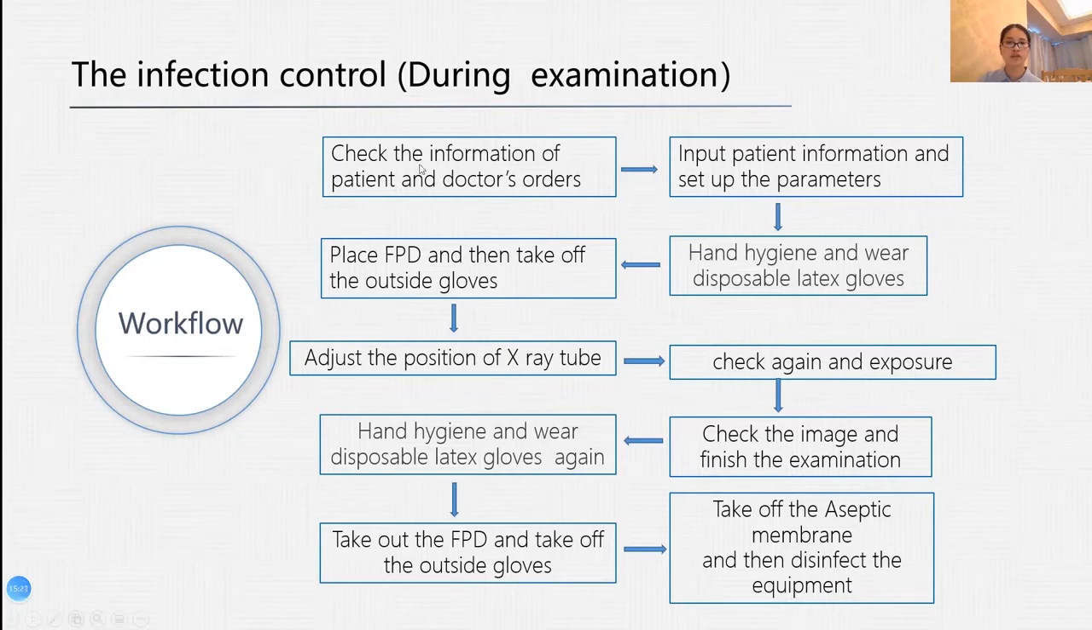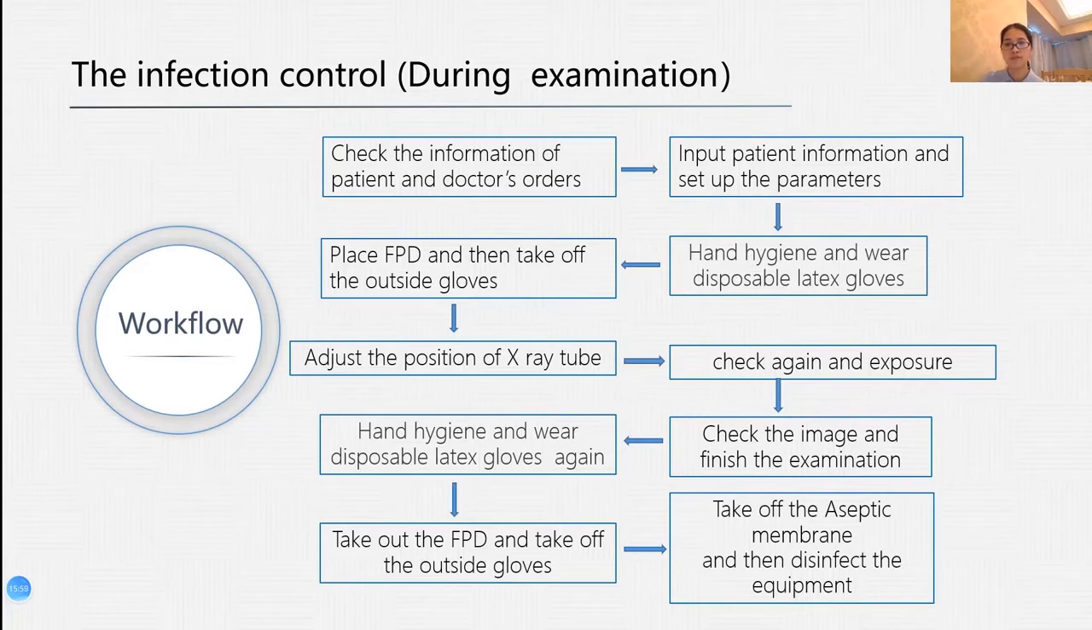First, we should check the information of the patient and all doctor's orders, and then input patient information and set up the parameters according to the patient's body size. And we must do hand hygiene and wear disposable latex gloves. Then we should place the FPD on the back of the patient and then take off the outside gloves. I think this link is very important.